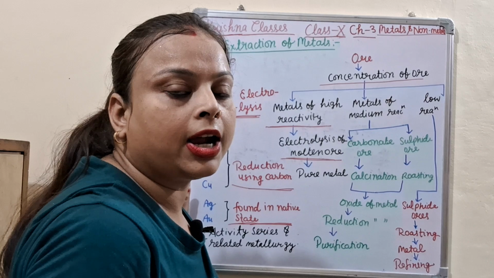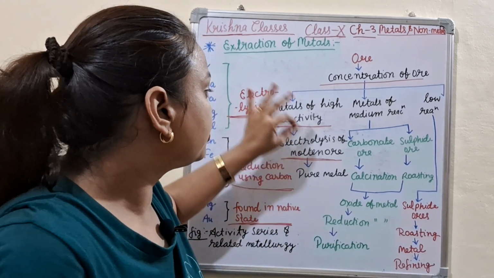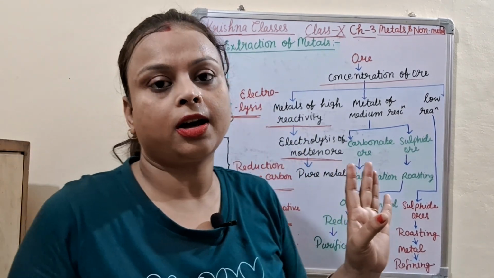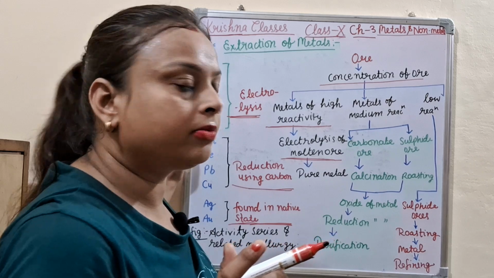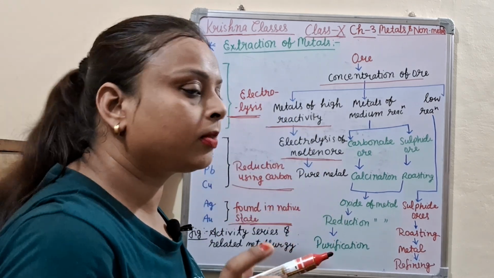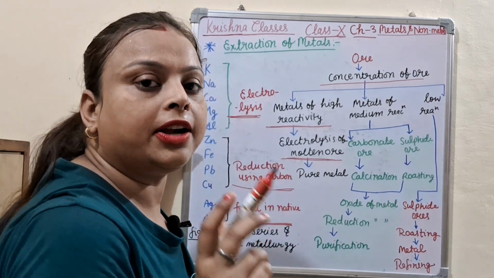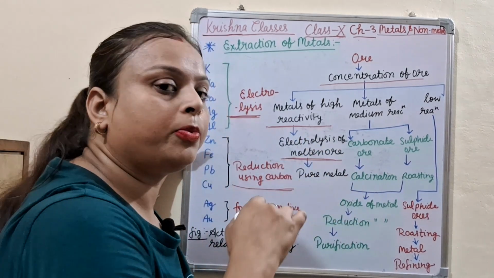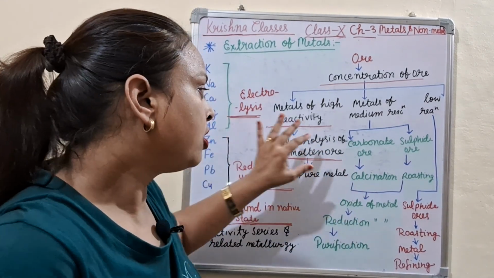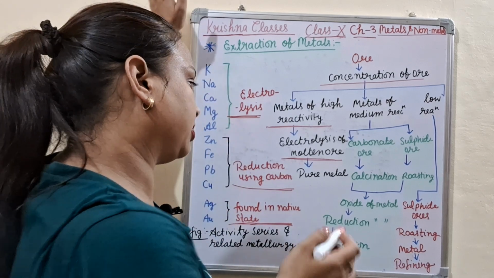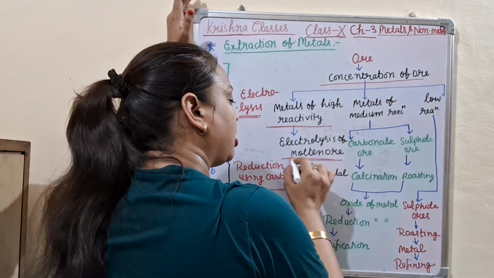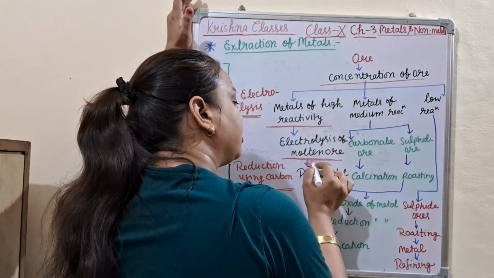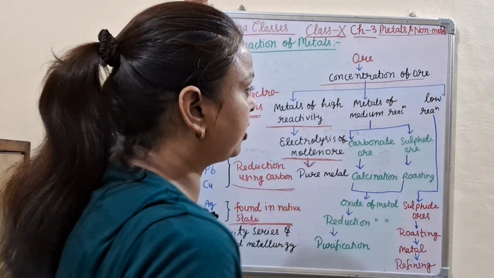You know very well, electrolysis takes place only in the molten state of the metal. I described in my previous video that electrolysis takes place only in the molten state. I described this topic with an activity in very detail. So for this topic you can watch my previous videos which are available on my channel Krishna classes. So by the electrolysis of molten ores you can obtain the pure metal.